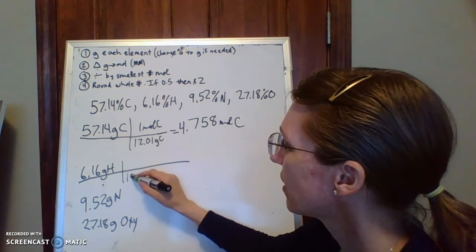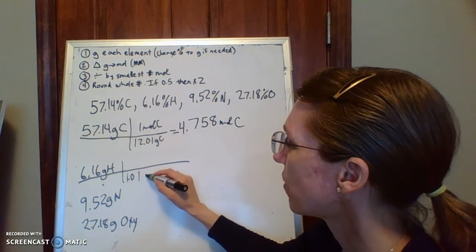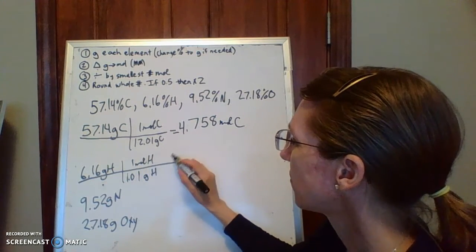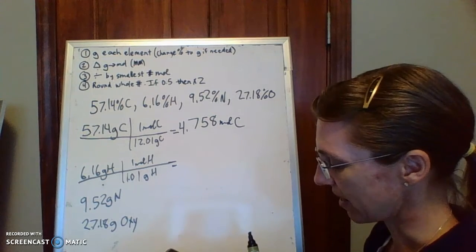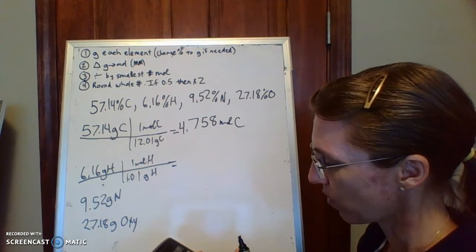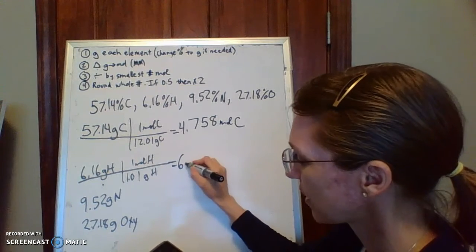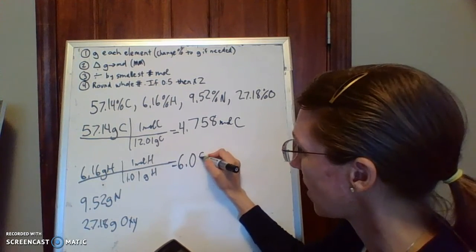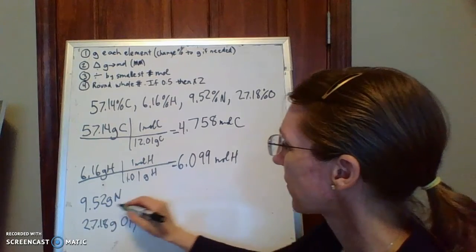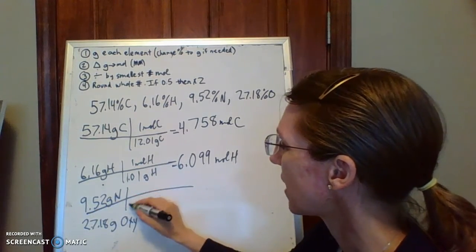Do the same thing here. Hydrogen has 1.01 grams of hydrogen per mole of hydrogen. So we'll go ahead and do that calculation. 6.16 divided by 1.01, and we get 6.099 moles of hydrogen.